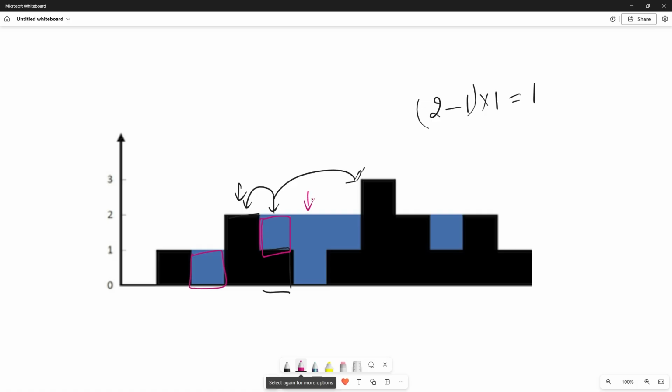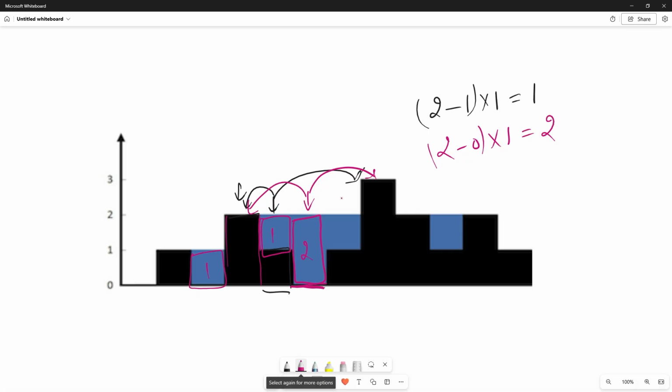Now we are at this position. At this position, the maximum height bar toward the left is this bar, and toward the right is this bar. Now this water will be found using the minimum height bar. So the minimum height bar is this one, that is 2, minus the height of the bar we are standing at, that is 0, multiplied by the width of the bar we are on, which is also 1. So a total of 2 units of water is collected here.